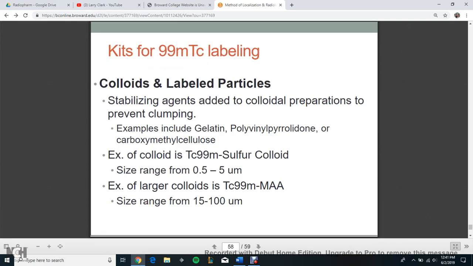Kits for technetium-99m labeling: colloids and labeled particles. Stabilizing agents are added to the colloidal preparations to prevent clumping. Examples include gelatin, polyvinyl pyrrolidone, or carboxymethylcellulose. An example of a colloid is technetium-99m sulfur colloid. The sizes range from 0.5 to 5 micrometers. An example of a larger particle is Tc-MAA, which ranges in size from 15 to 100 micrometers.